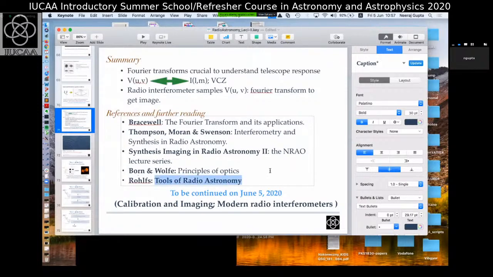This will also give you a lot of information on antennas, and the Thompson, Moran, Swenson book would give you a good deal of information on different types of antennas. But all these are either optics books or interferometry books. So if you want purely about antennas, then you will have to fetch some books talking just about antennas.